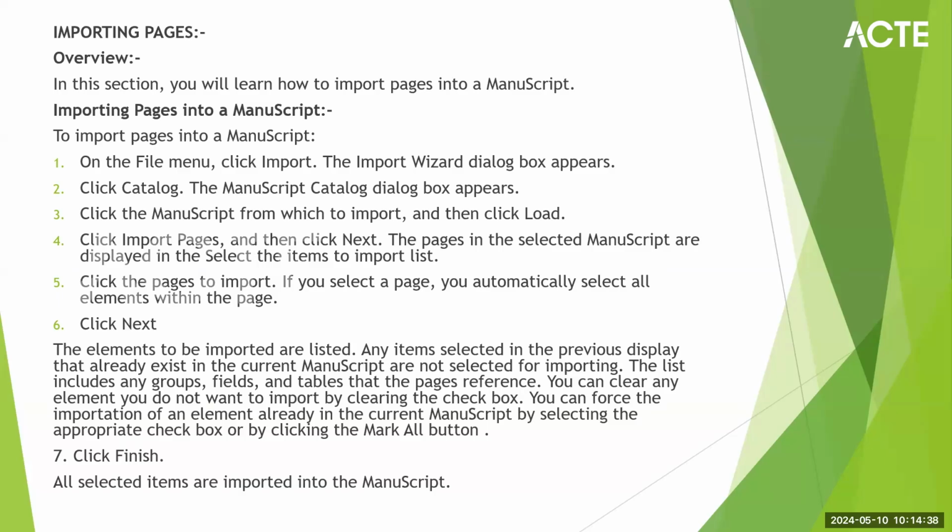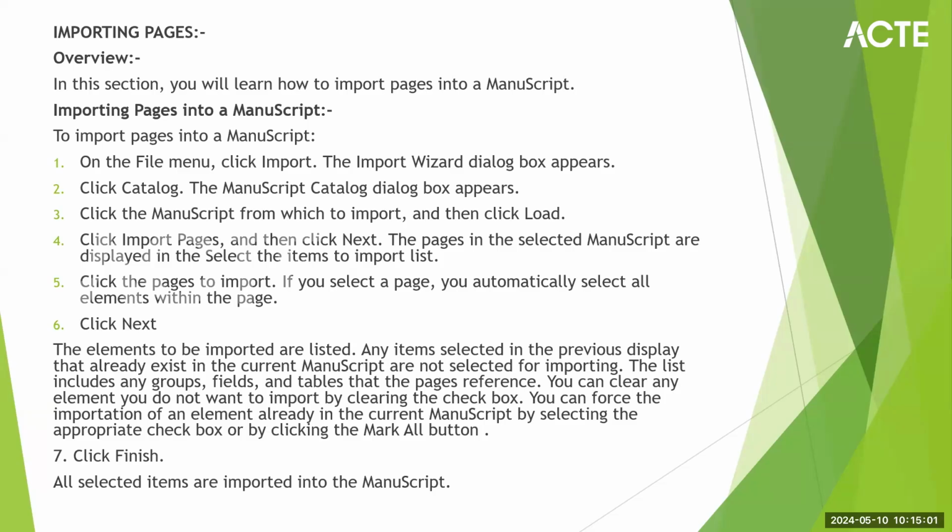Click catalog, and the catalog dialog box appears. Click the manuscript from which to import, and then click load. From which local file you want to import that particular manuscript, you need to select that path. Click import pages and click on next.